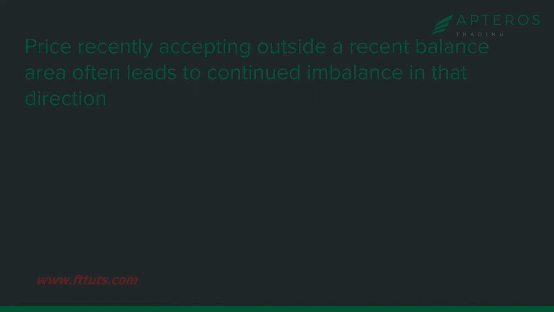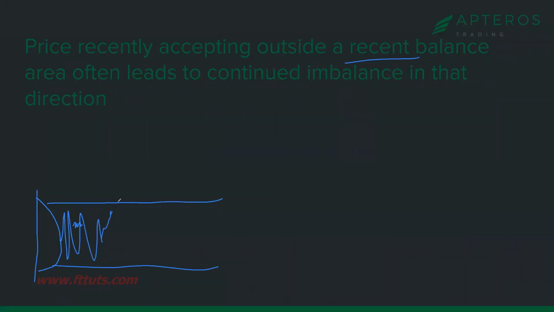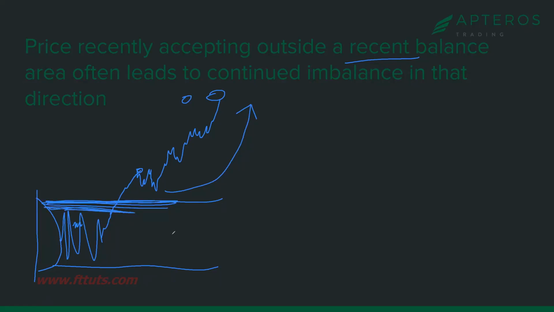Price recently accepting outside a recent balance area often leads to continued imbalance in that direction. So it's a recent balance area, right? We had to be inside here because we were balancing. But if we can accept outside, a lot of times no matter what happens from here to, let's say, here, it's going to try to keep getting imbalanced and keep continuing away from here. There's going to be other things that come into play, but in general, again, it's a breakout. You had resistance here, we broke out. These are where trends develop.